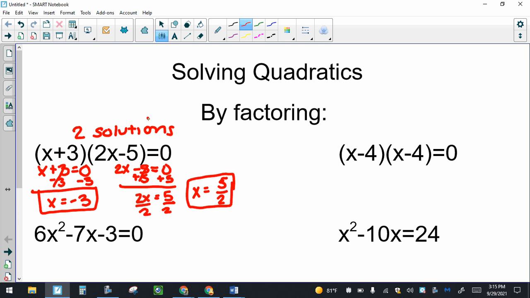Now, because I got two answers and they are both different, this problem has two solutions. For this one over here, I can actually just look at these the same way. I would have to add 4 to both sides, and so I will get x equals 4. And when I do this one, I will also get x equals 4. So even though I got two answers, they're both the same. So this one only has one solution.